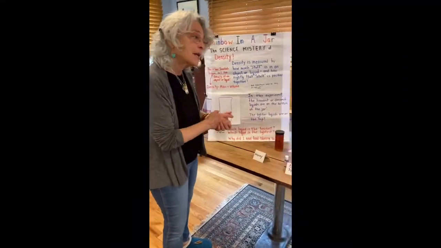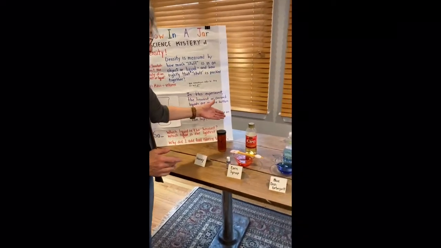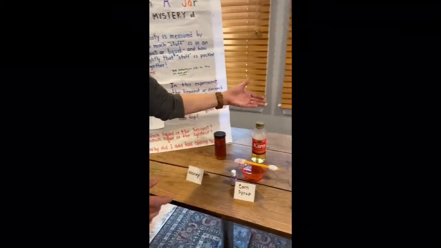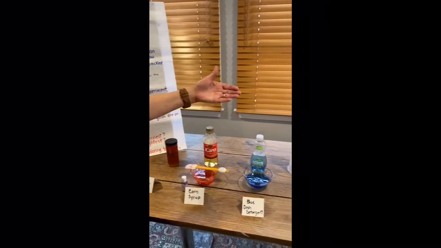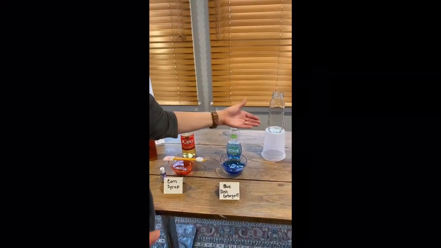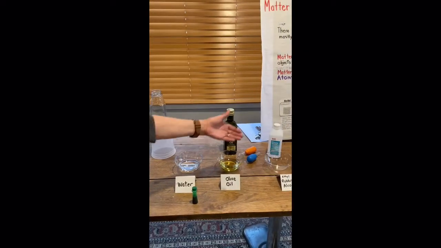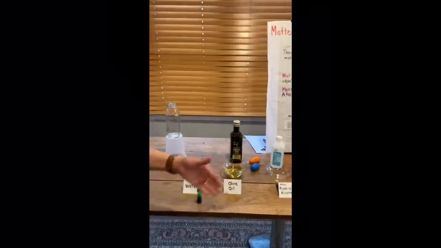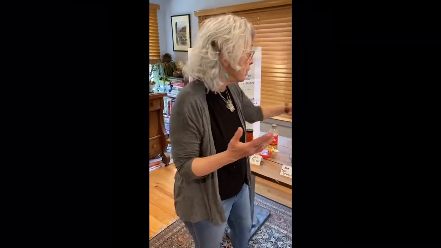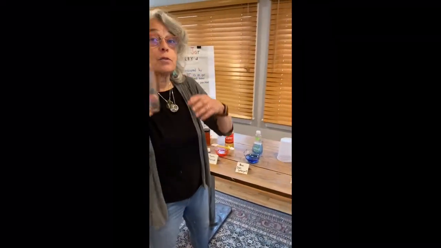So today, we're going to work with some very thick liquids and some liquids that aren't that thick. We're working with honey, corn syrup, dish detergent, water, olive oil, and rubbing alcohol. And we're going to find out what happens when we put all of those liquids into a jar. So let's see what happens.